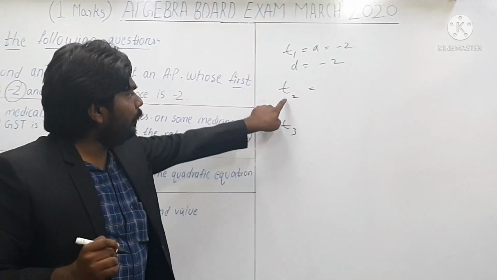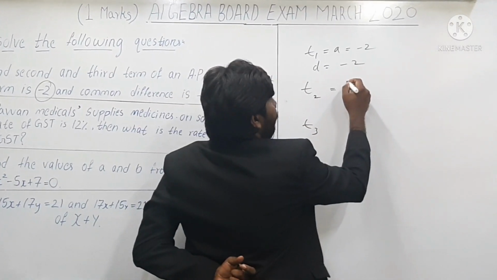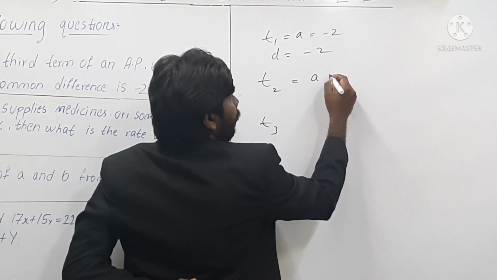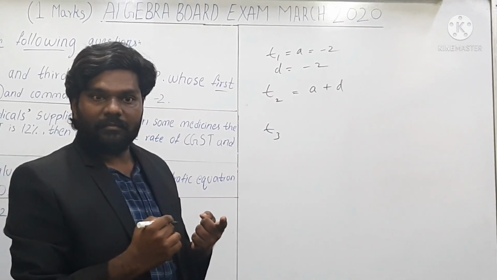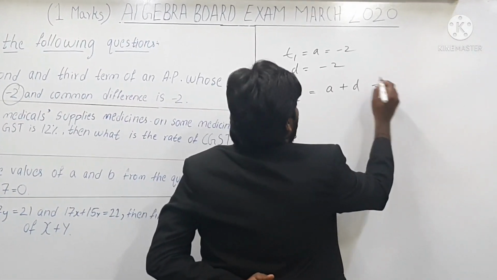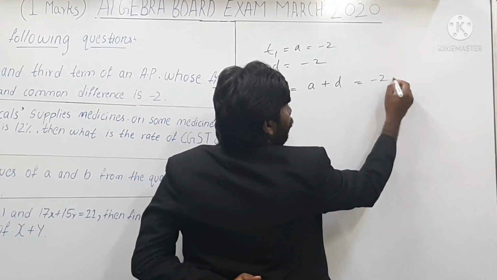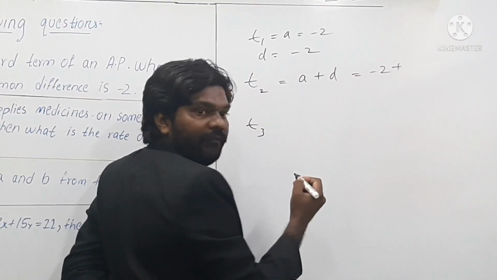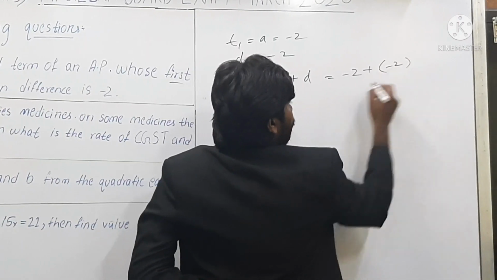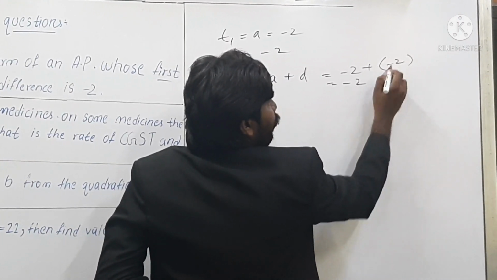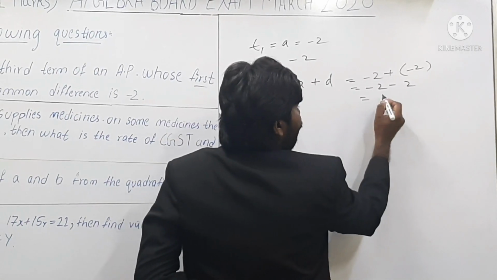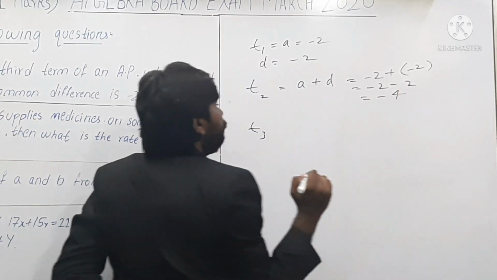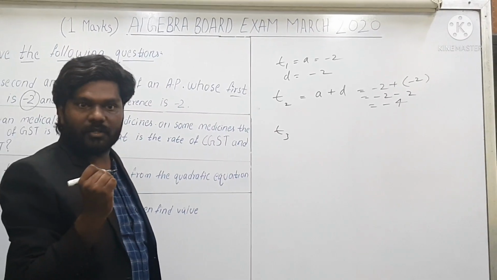Now see, T2 is given by A plus D. That is first term plus common difference. So that will be equal to, what is my first term? That is -2, plus, again what is my common difference? Again -2. Now see what happens, -2 plus into minus. So -2 -2 will be -4. Right?